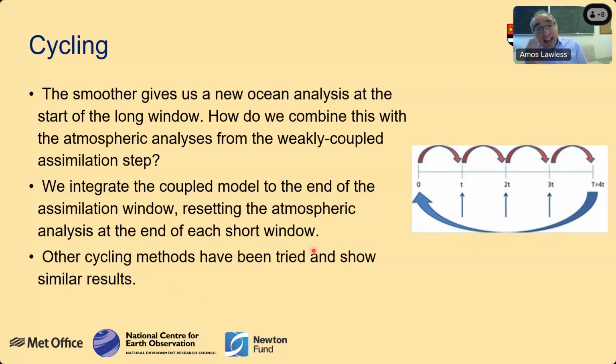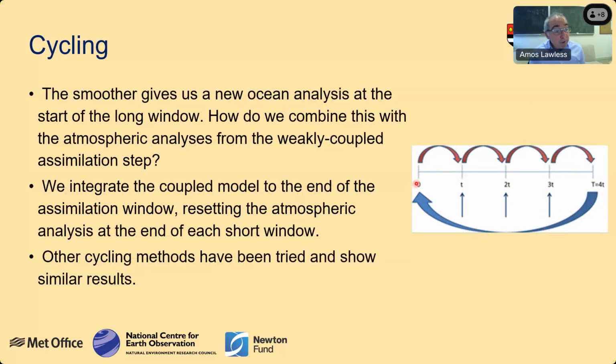We do need to think about how we do the cycling, because once we do the smoother step, we run our normal weakly coupled system and then we do the smoother step, and that gives us a new ocean state at the initial time. How do we combine that with the atmosphere to then run and cycle?